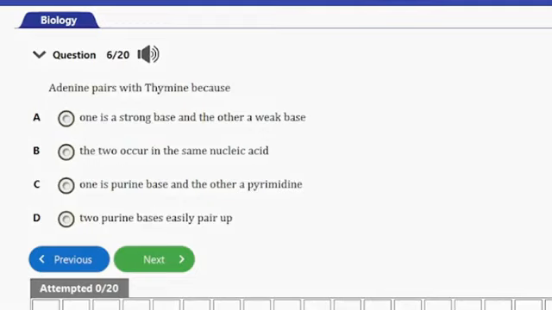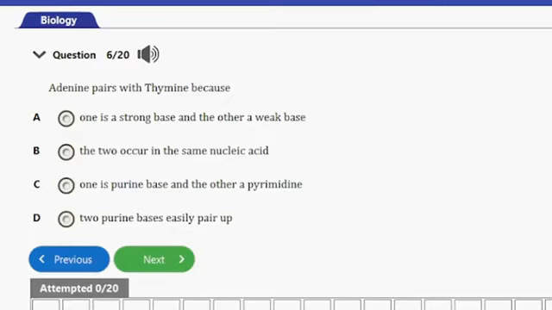Question number 6. Adenine pairs with thymine because A. one is a strong base and the other is a weak base. B. The two occur in the same nucleic acid. C. One is a purine base and the other is a pyrimidine.